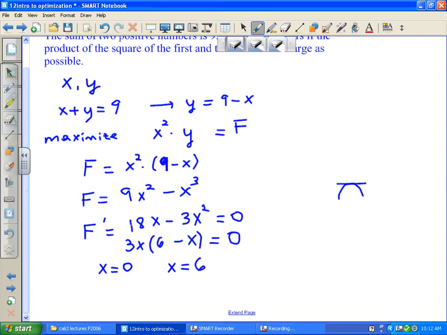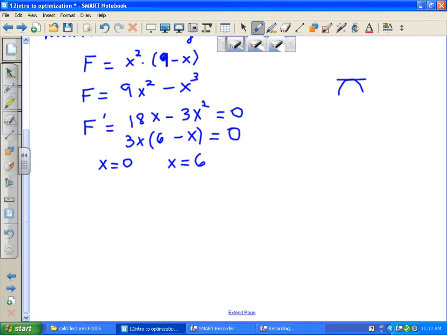Okay, if x is 0, what is y? Because earlier we said y is equal to 9 minus x. If x is 0, y is 9. And if x is 6, what is y? 3, right? Now, it's either this pair or this pair. One could be max and one could be minimum. So our checking process will be helpful here.